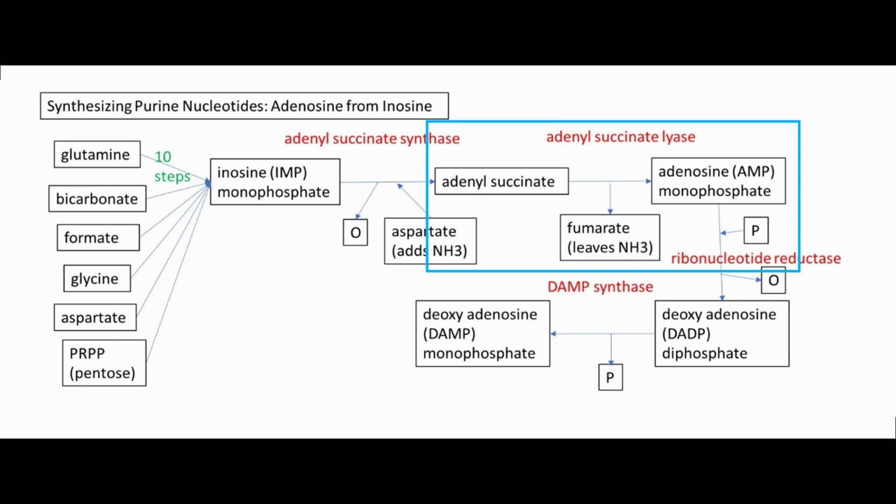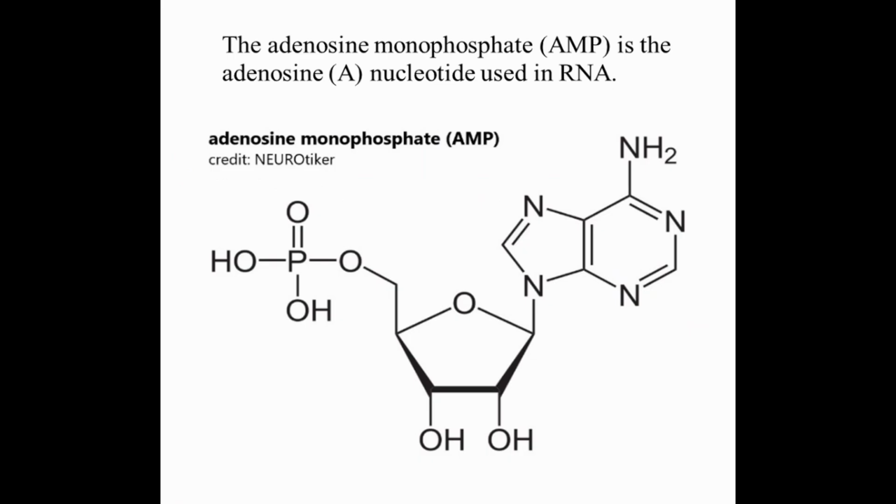In step 2, the enzyme adenyl succinate lyase cuts off a fumarate from the aspartate and leaves the amino group, NH3, attached to the purine ring. The result is adenyl succinate becomes adenosine monophosphate, AMP. The adenosine monophosphate, AMP, is the adenosine, A, nucleotide used in RNA.